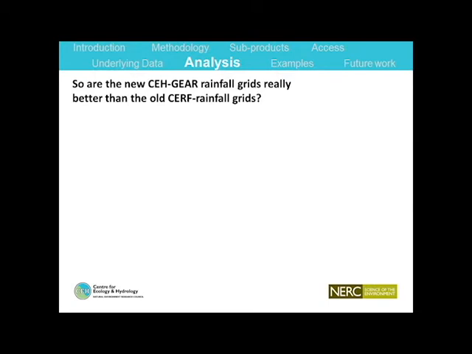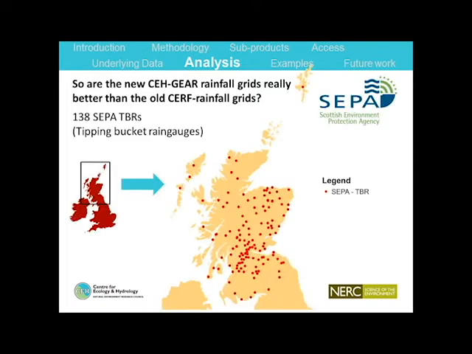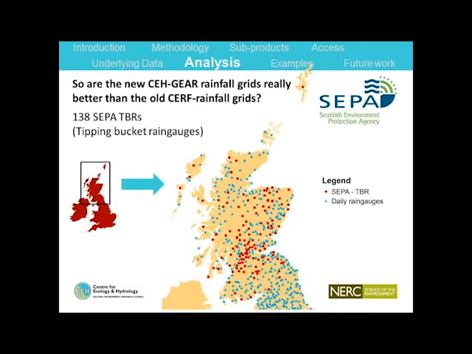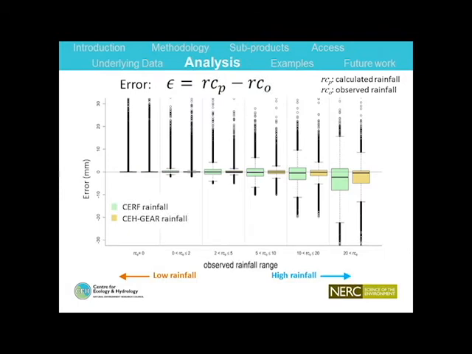So we also wanted to see whether the CEH-Gridded rainfall were really better than the old SURF rainfall grids. So for that, we've used 138 CEPA tipping bucket rain gauges, which are an independent source of data. This is where they are located, and in blue you see the network of rain gauges that we've used to derive the grids. And this is the result, a similar graph to before, with the error on the y-axis and the different ranges of observed rainfall on the x-axis.